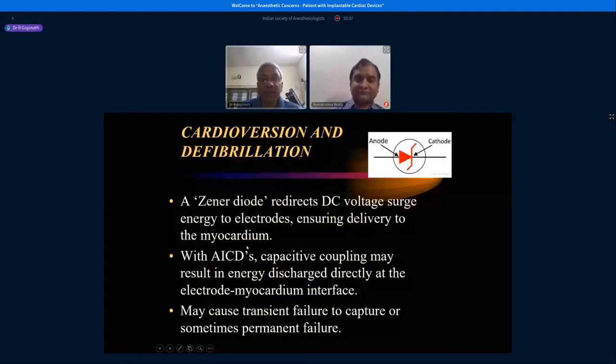And with AICDs, there is something called capacitive coupling, and this may result in energy being discharged directly at the electrode-myocardium interface. So what can happen is, if there is no Zener diode, then this can cause transient failure of capture of rhythm, or sometimes permanent failure. But all new devices have a Zener diode incorporated in them.